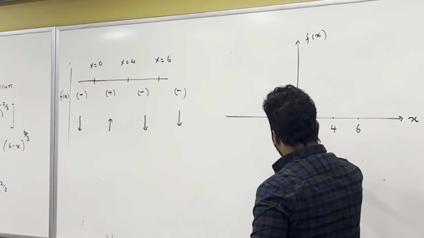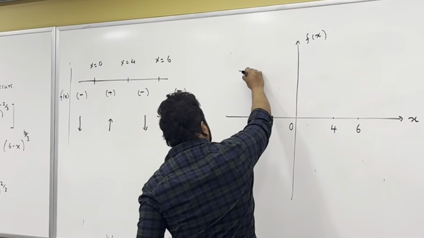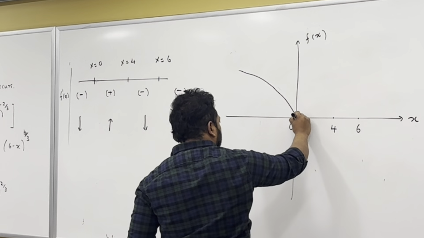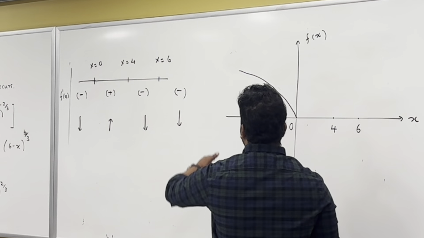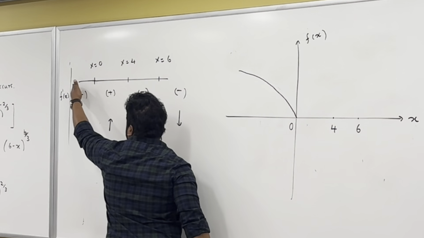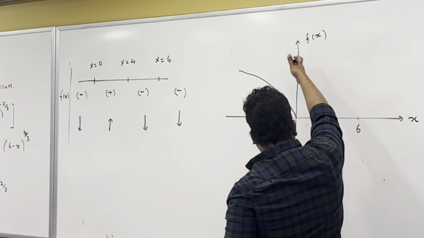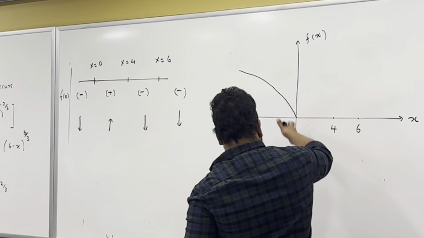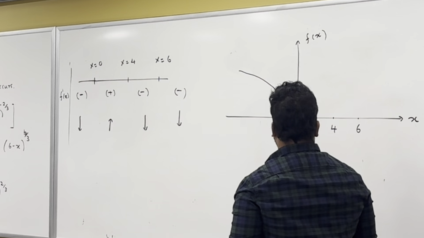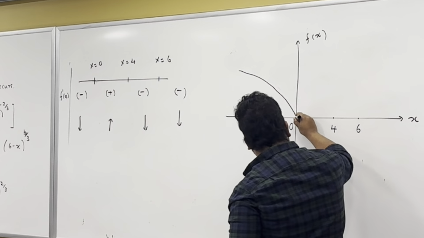At 0, I have vertical asymptotes, so it's going like this, coming like this. Why am I drawing that? I know it's decreasing less than 0. Can you see that? Less than 0, decreasing. Okay. And also I know at 0 I have to have a vertical tangent line. Okay. At 4, I have a maximum.